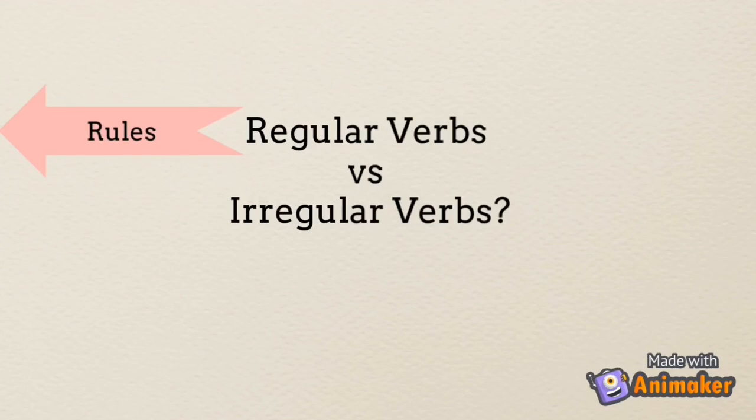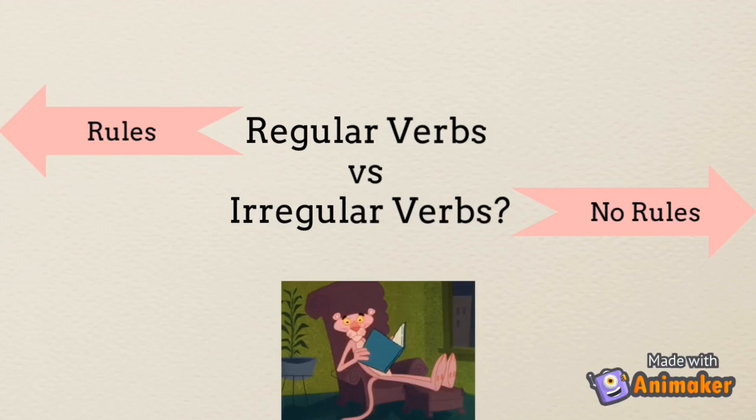In conclusion, regular verbs follow rules, while irregular verbs do not have rules or a specific way to convert into simple past. So, we'll just have to learn them.